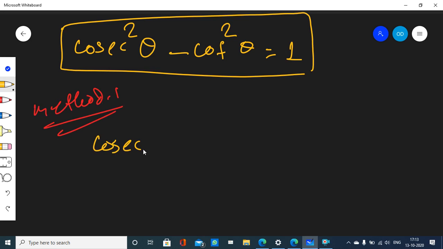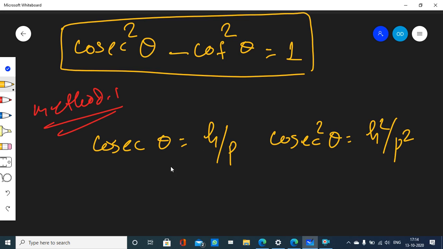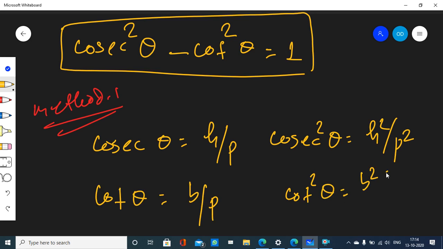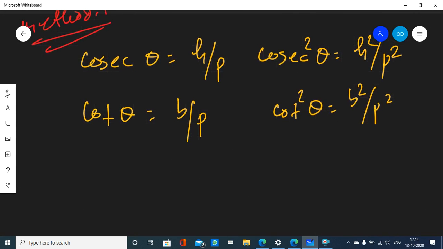Well, we know that cosec theta is the reciprocal of sin theta. Sin theta is p upon h, so cosec theta will be h upon p. Then cosec square theta will be h square upon p square. Clear on this? And cot theta is the reciprocal of tan theta. Tan theta is p upon b, so cot theta will be b upon p. Therefore, cot square theta will be b square upon p square. Right?